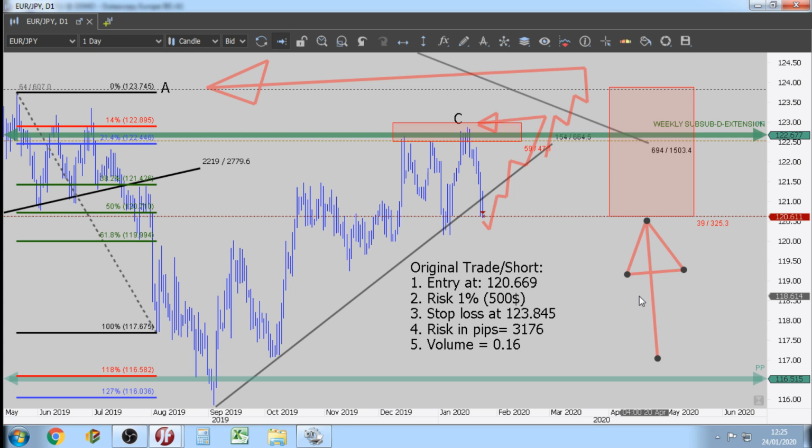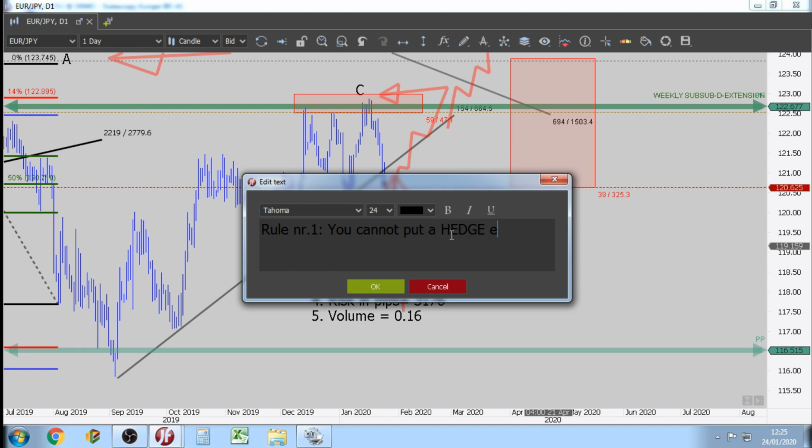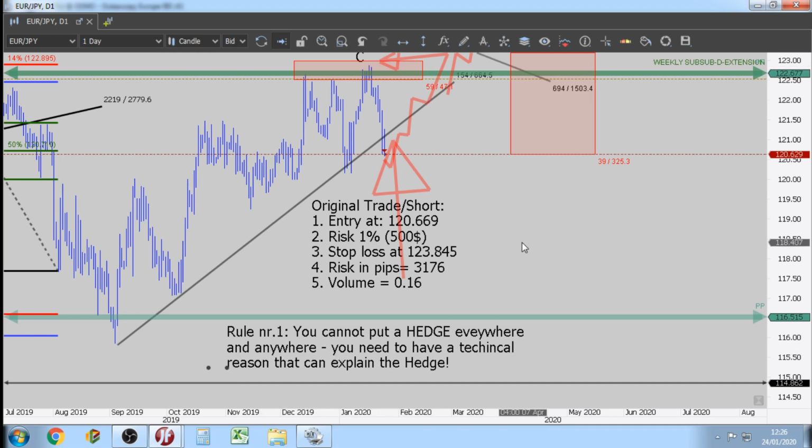Now what does this mean? Rule number one: you cannot put a hedge everywhere and anywhere. You need to have a technical reason that can explain the hedge. Why do many traders, even professional ones, lose money with hedging? Because they don't obey this rule number one. You cannot put a hedge everywhere and anywhere. You need to have a technical reason that can explain the hedge.